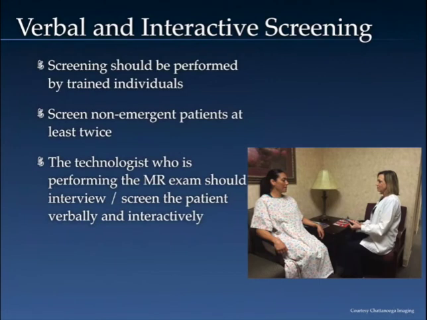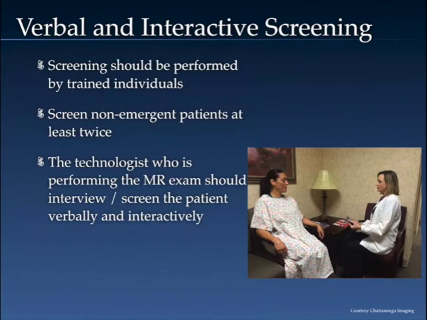So to kind of summarize just the workflow here of screening and interviewing patients from an MR safety standpoint, this screening should be done again by trained individuals. The ACR recommends screening non-emergent patients at least twice. Again, one should be level 2 and should also be verbal and interactive.